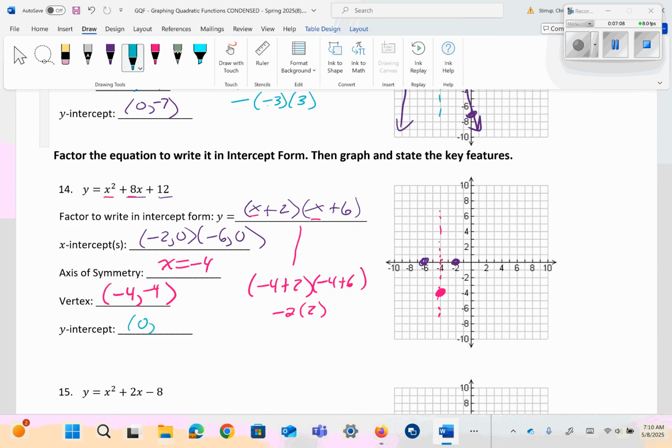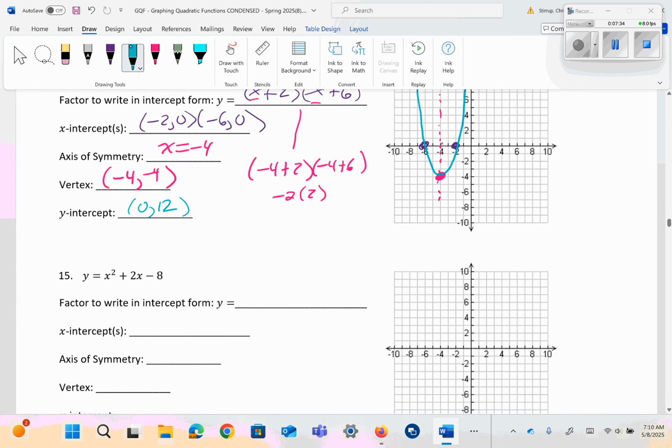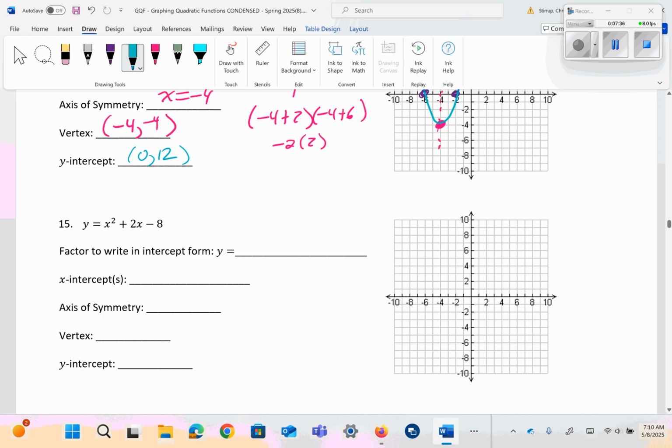Falls right there. Let's see if we can find our y-intercept. Let's plug 0 in. Remember what I spoke about yesterday. I can plug 0 in there, or if it's already in this form, it's at positive 12. So 12 is up there. So the y-intercept will always be, if it's not factored, if it's in x squared plus some x plus a number, it's always the number. So that's kind of cool.